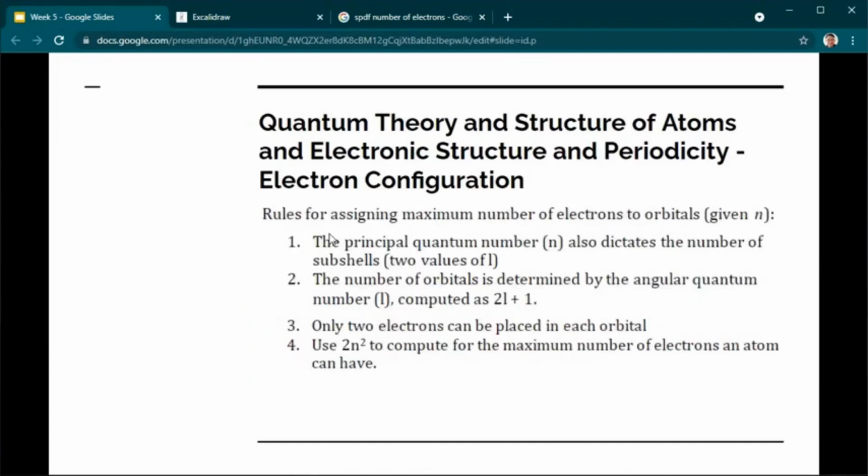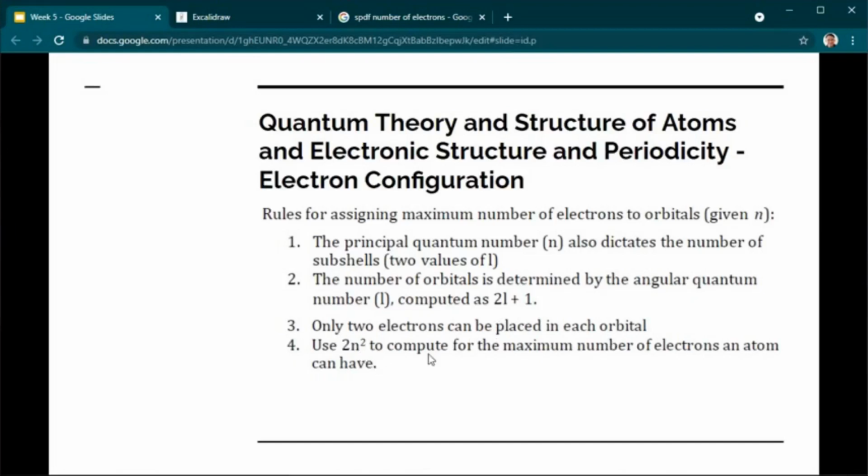Okay, so rules for assigning maximum number of electrons to orbitals. Number 1, the principal quantum number also dictates the number of subshells. The number of orbitals is determined by the angular quantum number, and only 2 electrons can be placed in each orbital.